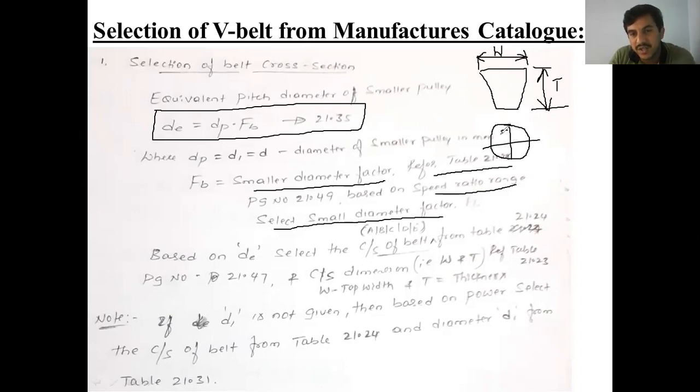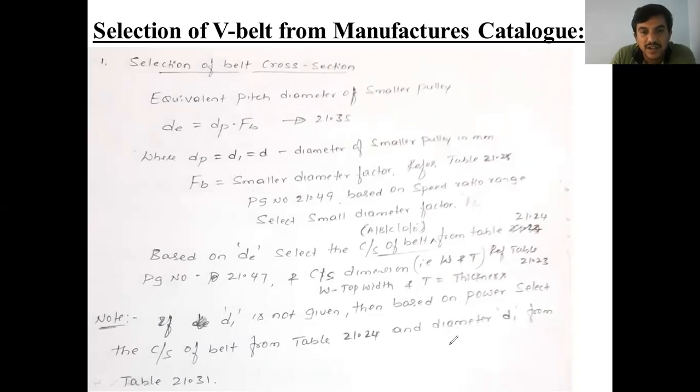In the grooved pulley, the dotted line shows the inner diameter and the thick line shows the outer diameter of the grooved pulley. Equivalent pitch diameter means the diameter where the belt makes contact. That equivalent pitch diameter is the diameter of the smaller pulley multiplied by the smaller diameter factor. How do you get the smaller diameter factor? By referring to table 21.25. Now we'll take the data handbook directly.